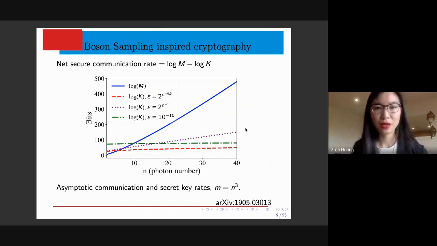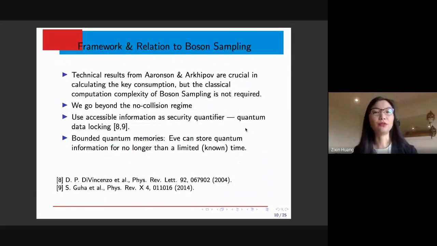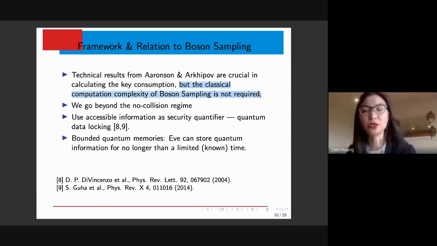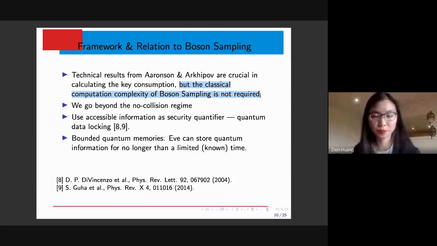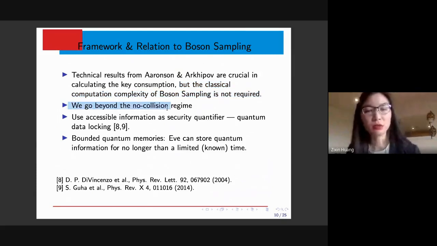So now I have to tell you the framework under which our results were derived and how it relates to boson sampling. The technical results from Aaronson and Arkhipov were crucial in calculating the key consumption, so the number of encryption unitaries needed, but the classical computational complexity of boson sampling is not required. And this is a strength of our protocol because we simply don't need this assumption. And then we go beyond the boson sampling regime and show that the scheme actually works for any number of photons and modes.